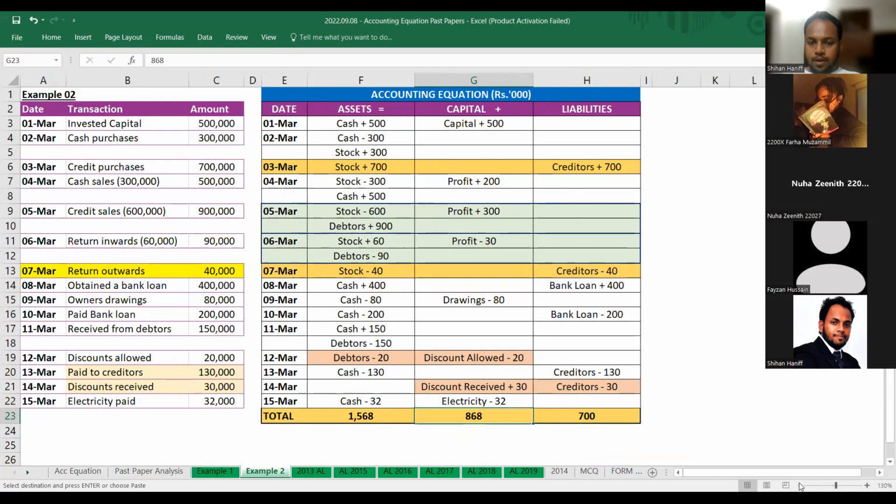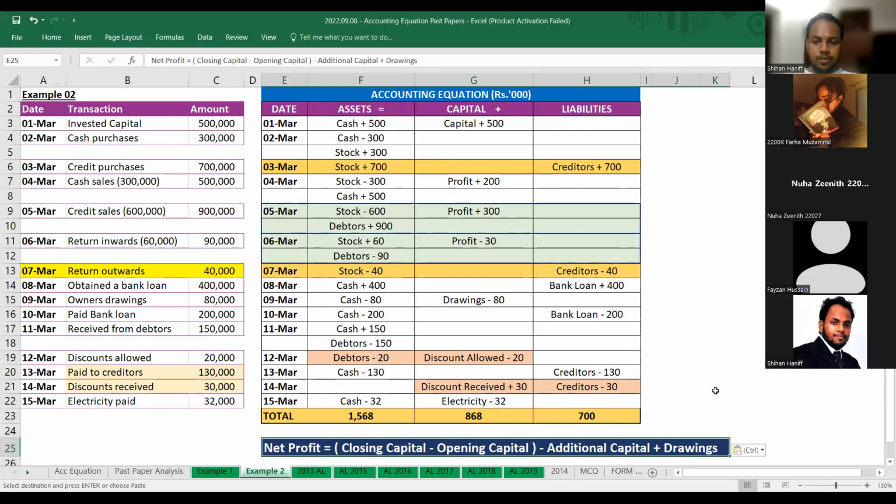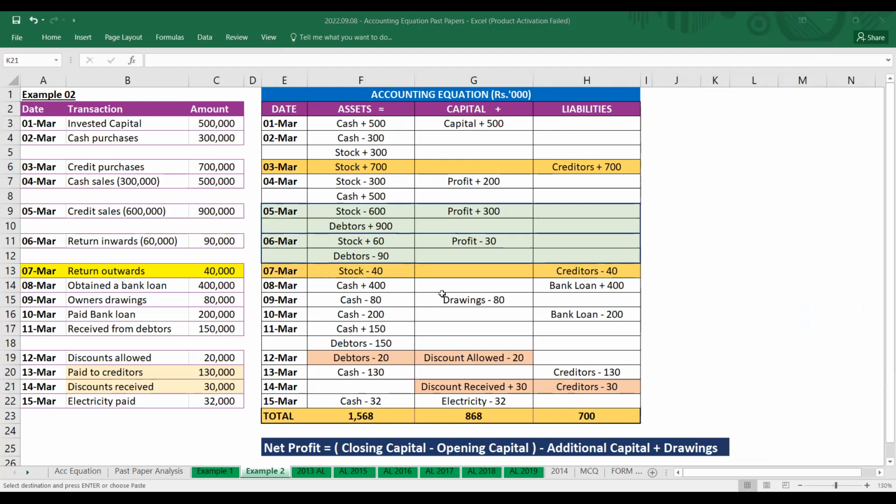Now I want you all to calculate the net profit using the equation. Can you all do this? What is the net profit? Calculate the net profit. How much is the net profit? Use the net profit equation. Closing capital minus opening capital minus additional capital plus drawings.